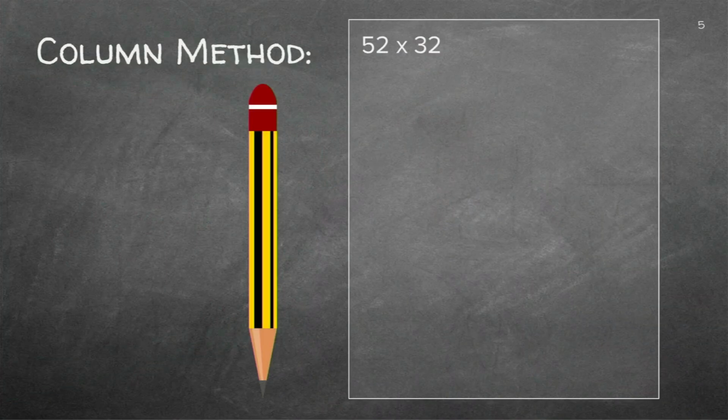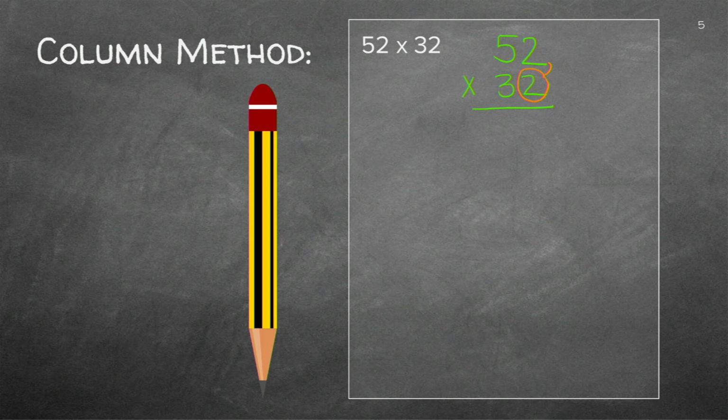Okay. Now the column method is much similar to the breaking down method. The only difference is we're going to write everything underneath each other. Remember when you work with columns, they are going from the top to the bottom. So column method immediately tells you to do your calculation underneath each other. So I've got 52 times 32.